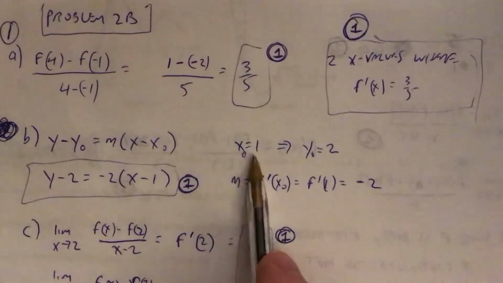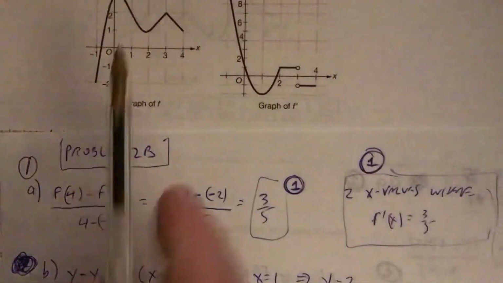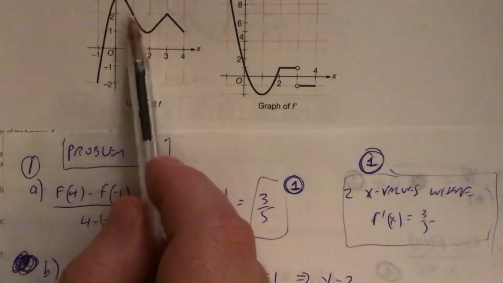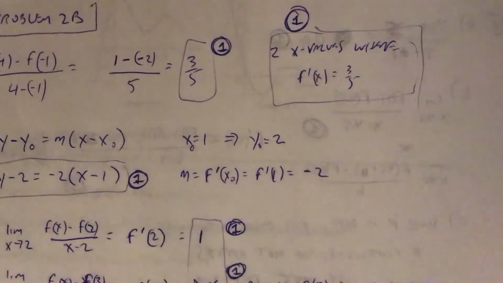So if x is 1, I could just figure out that y is 2 off the graph, because I can tell that x is 1 and y is 2 right from the graph. So I have the point. Now I just need the derivative.